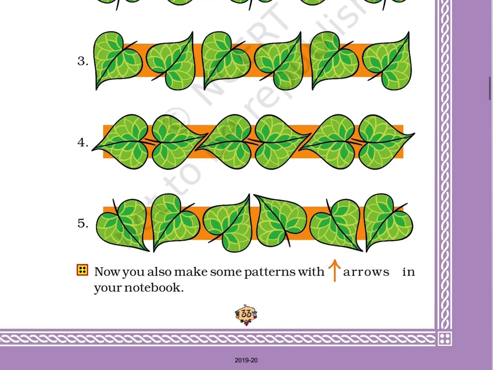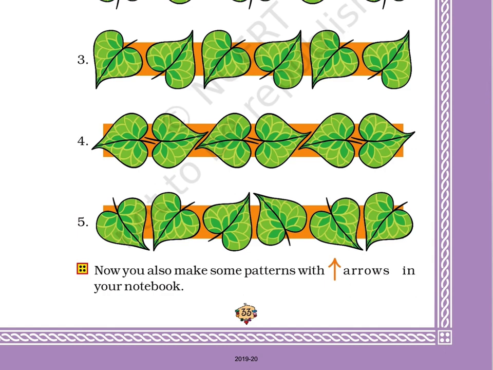Pattern 5. This pattern repeats 2 types of arrangement of 2 leaves. In arrangement 1, both leaves are placed in slanting line with the stems of leaves pointing upwards. In arrangement 2, both leaves are placed in slanting line with the stems of leaves pointing downwards. The pattern reads as arrangement 1, arrangement 2, arrangement 1. Question. Now, you also make some patterns with arrows in your notebook.